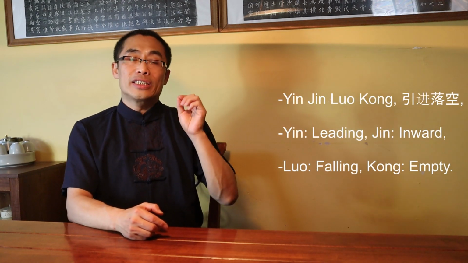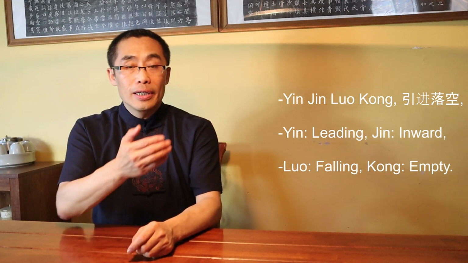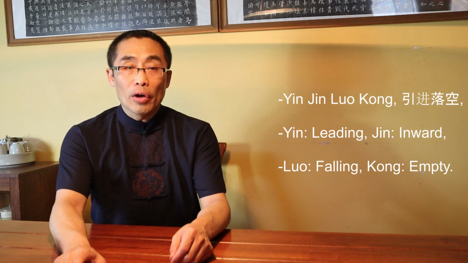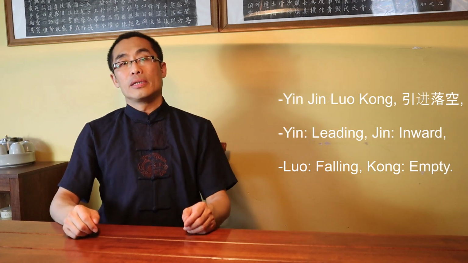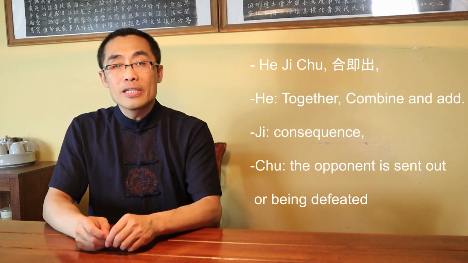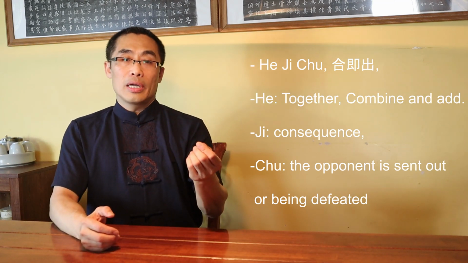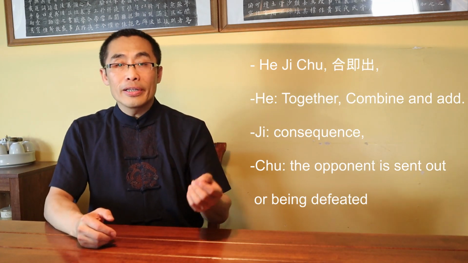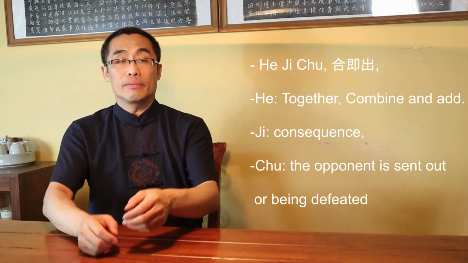眼尽落空 is the first part. 眼 means leading, 尽 means inward, 落 means falling, 空 means empty. Together, 眼尽落空 means leading the opponent's attacking force inward and making it fall to an empty place instead of our own bodies. The second part of the sentence is 和计出. 和 means together, combine, and add. 计 means consequence. 出 means the opponent is sent out or being defeated.